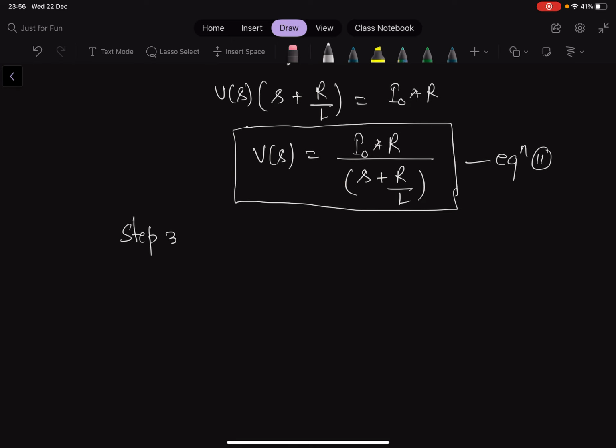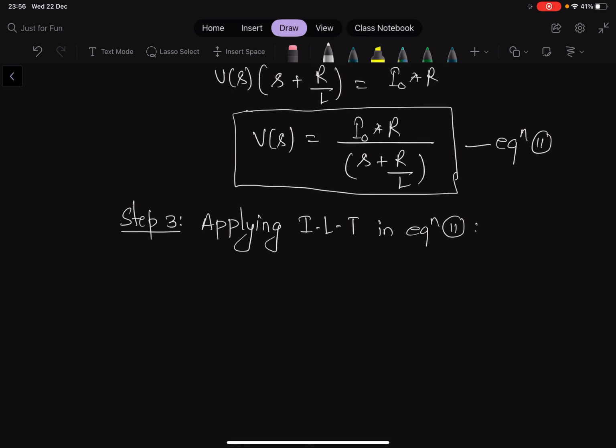Step 3 is basically converting from the frequency domain, which is the s domain or Laplace, to the time domain, for which we have to use the inverse Laplace technique. So step 3 is all about applying the inverse Laplace technique in equation 2.